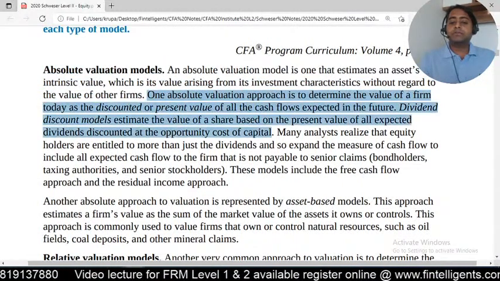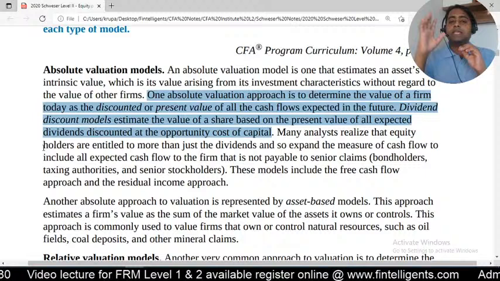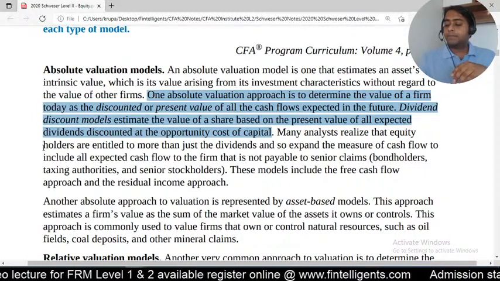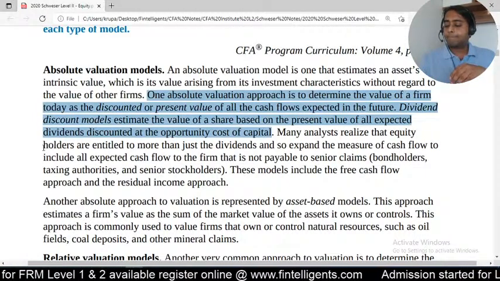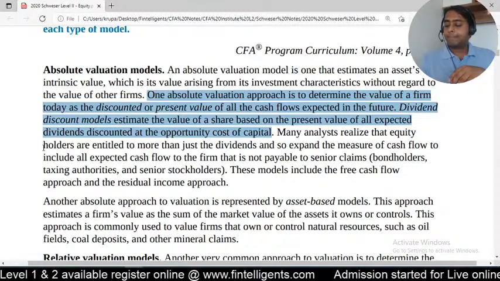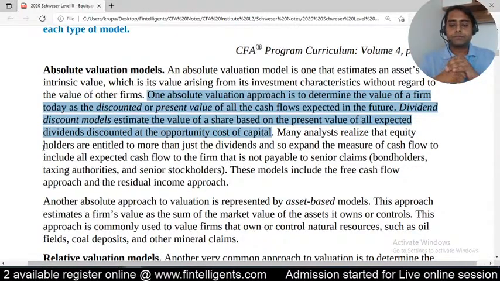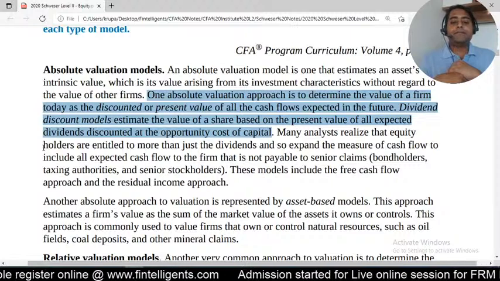Read this section, the next 4 lines, and read it along with me. Perfect.